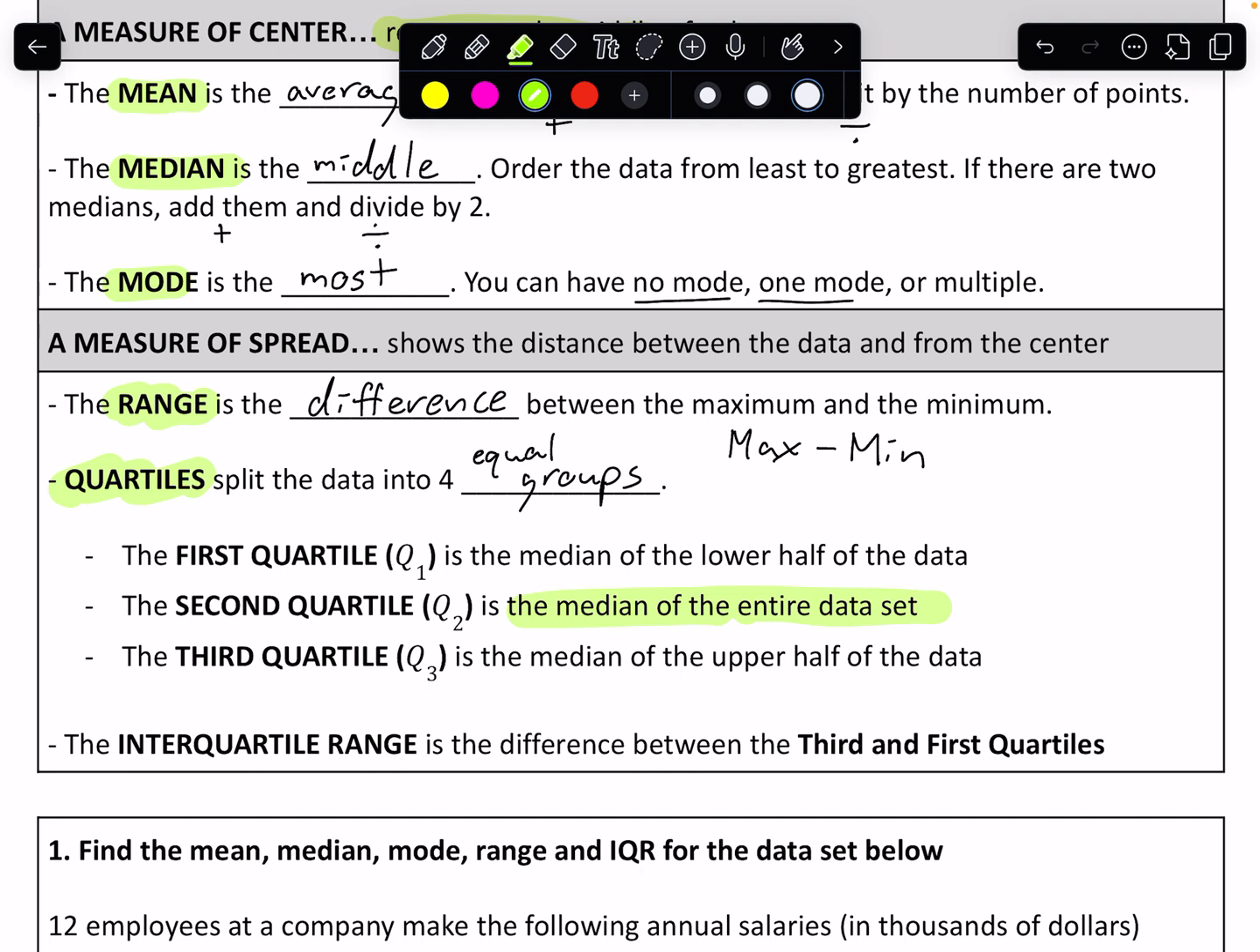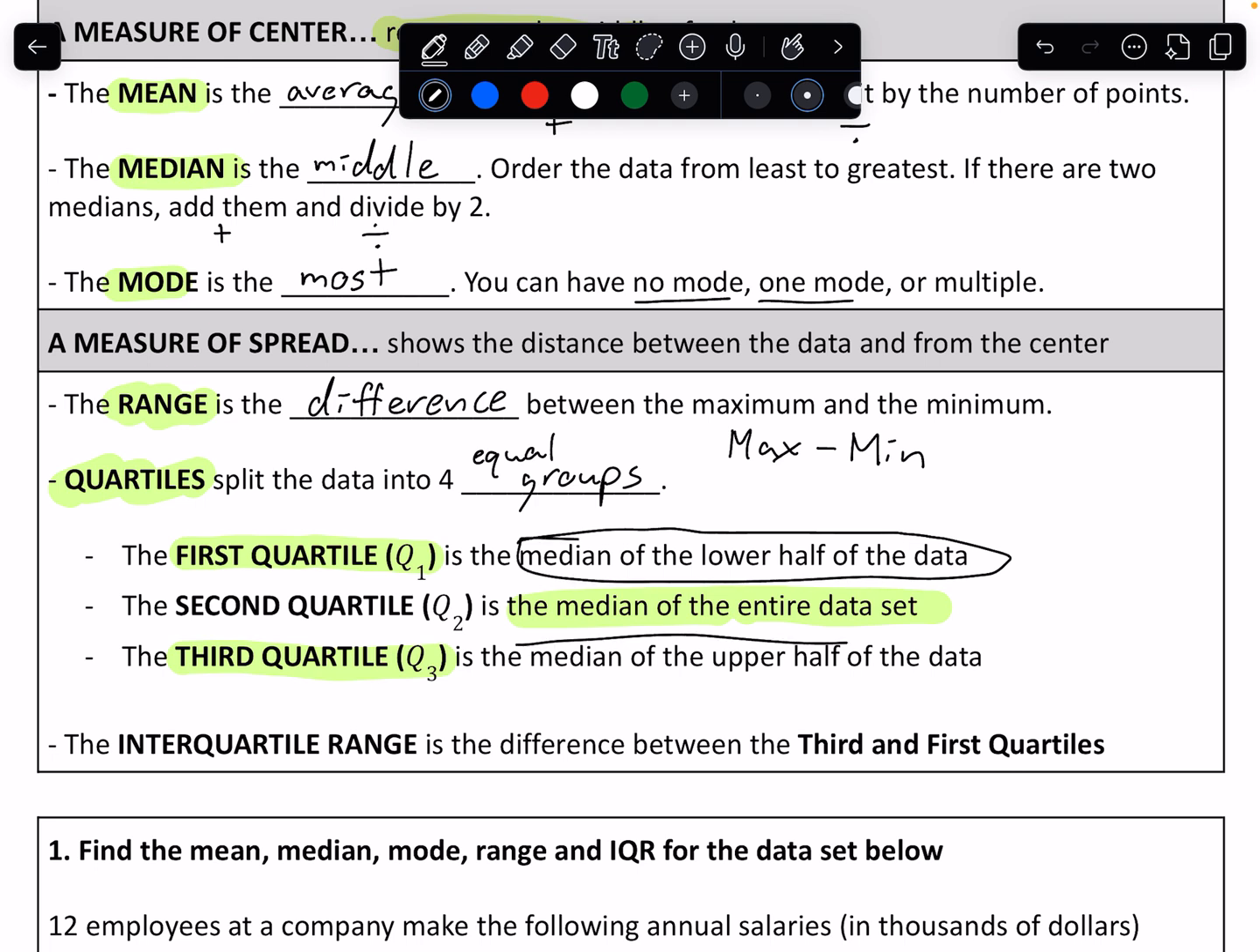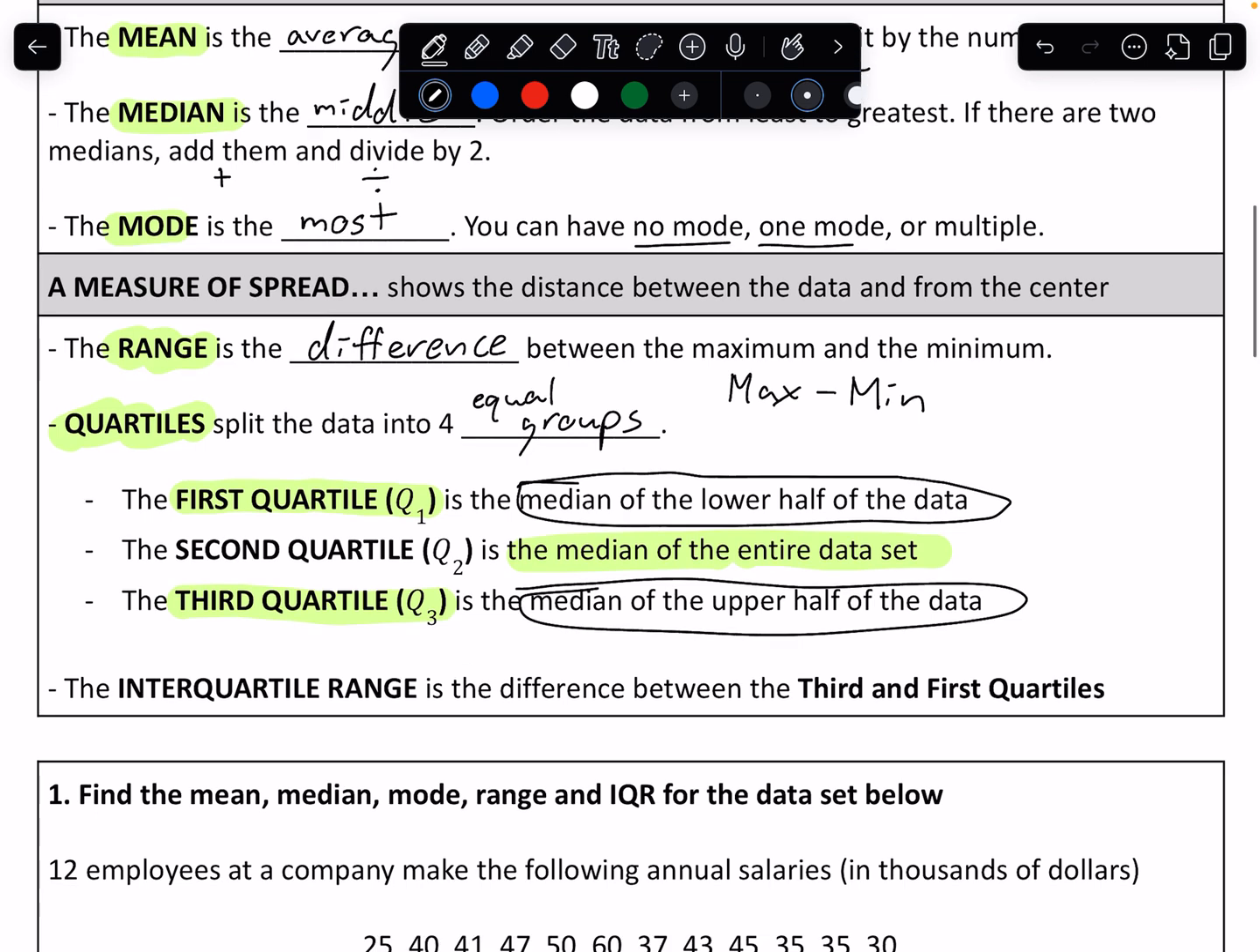The big ones that you need to know are the first quartile and the third quartile, or Q1 and Q3. It's the median of the lower half and the median of the upper half, or the middle of the lower half and the middle of the upper half. What we use those for is to find the interquartile range, or the IQR. To find the IQR, you take Q3 and you subtract Q1. Again, we're going to get into examples in a second.